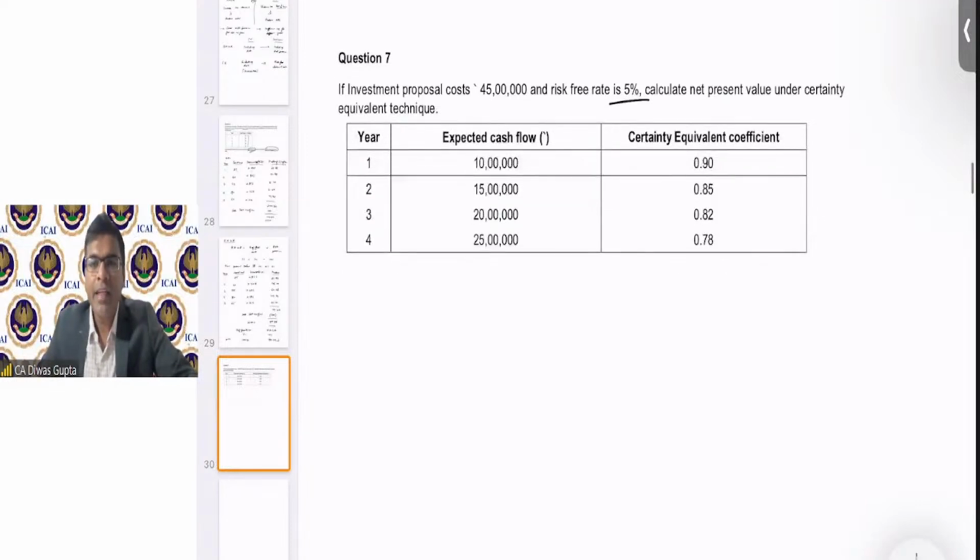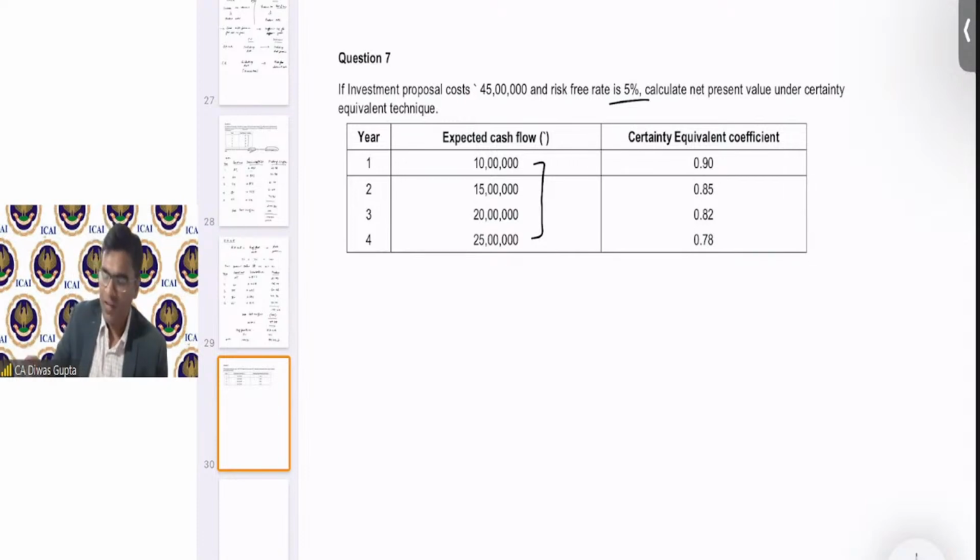So what does the certainty equivalent technique say? That we have to convert our cash flows from risky to guaranteed and then apply the risk-free rate to arrive at NPV, because the cash flows are excluding risk and the risk-free rate is also excluding risk. Hence, we can take that calculation. So we have been given expected cash flows. By expected cash flows here, we mean the cash flows which include risk.